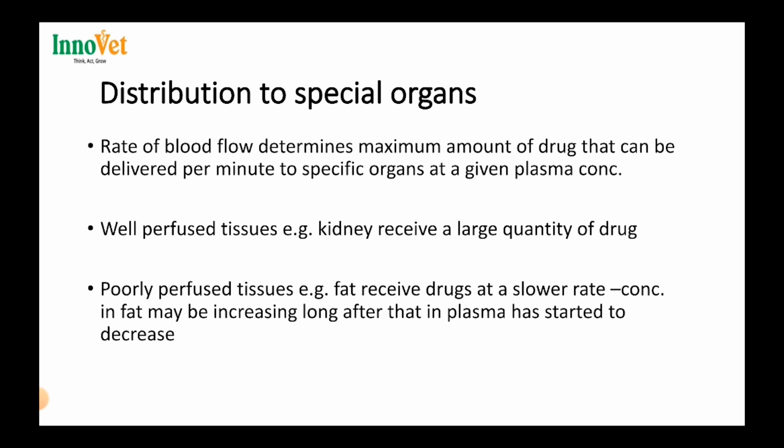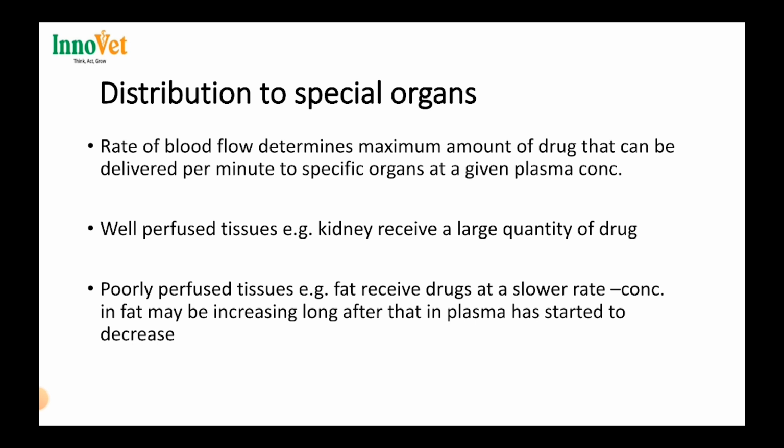Well-perfused tissues, for example the kidneys, receive a lot of blood and hence receive a large quantity of drugs. Then the poorly perfused tissues like fat receive drugs at slower rates, and also the concentration in fat. So these poorly perfused tissues are going to receive the drugs at a slower rate, meaning the concentration will also be low. Because we've seen the amount of drug being proportional to the rate of blood flow. So the more the blood flow to a given tissue, the higher the amount of drug going into that tissue.